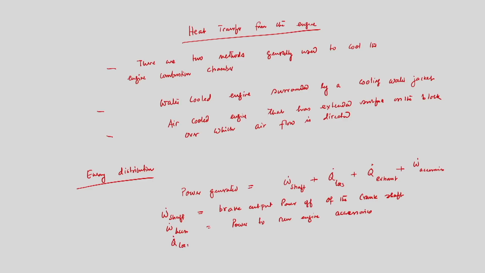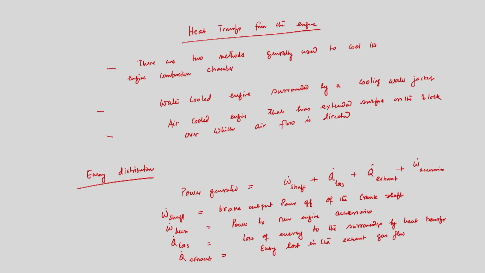Q dot loss is all other energy lost to the surroundings by heat transfer. And Q dot exhaust is the energy lost in the exhaust gas flow. So, in the exhaust gas flow there is a loss of energy. So, these are the total energy distribution.